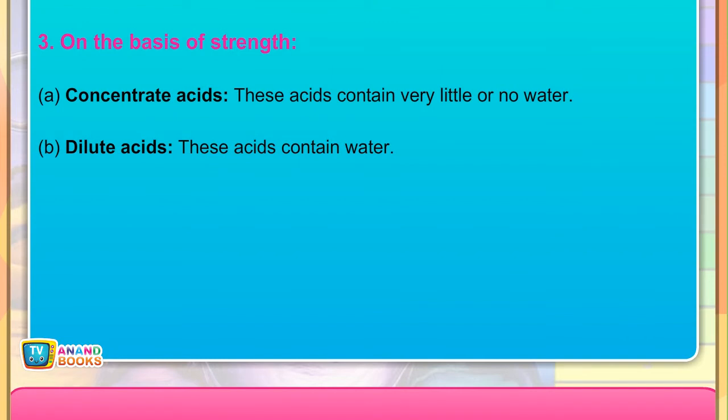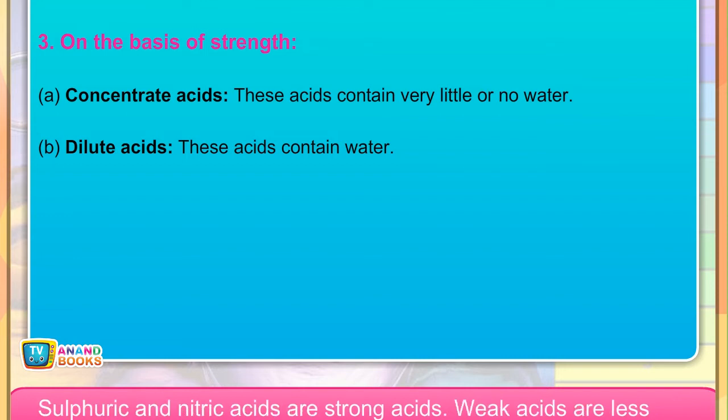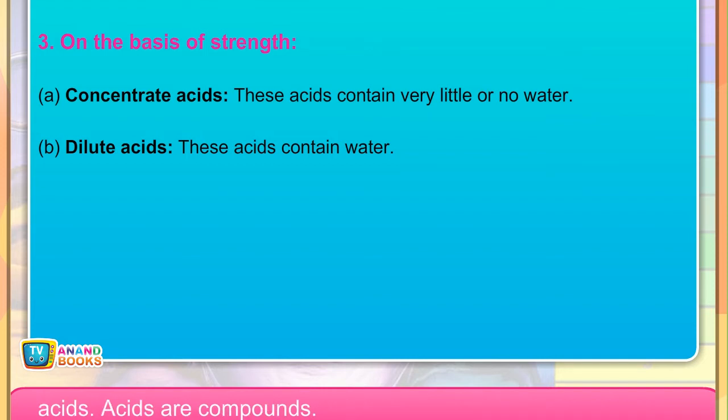On the basis of strength. A. Concentrated acids. These acids contain very little or no water. B. Dilute acids. These acids contain water. Acids can be strong or weak. A strong acid is highly corrosive. It can damage metal, leather, cloth, bones, and living tissues. Sulfuric and nitric acids are strong acids. Weak acids are less corrosive. Acids found in fruits, curd, and other products are mild acids.